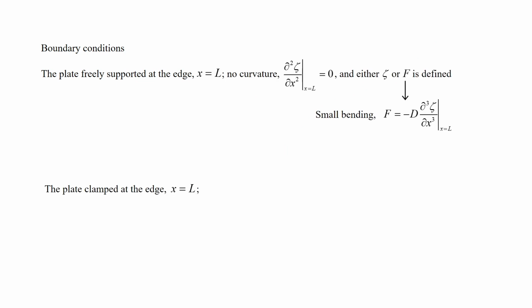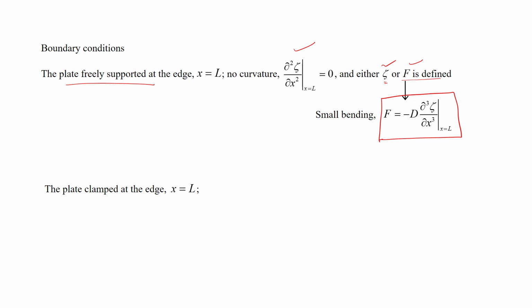Now, when the force F is known, then F will be defined like this. We can actually derive this expression, but you just take it for the time being. F is equal to minus D ∂³ζ/∂x³ at x is equal to L. So, you have the expression for ζ as a function of x, and you find out the triple derivative at x is equal to L, where it is freely supported. So, either this or this is given, and this quantity is also given. That is all it means when we say that the plate is freely supported at the edge.